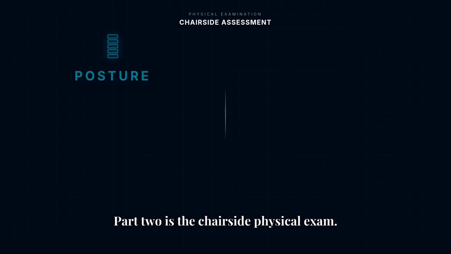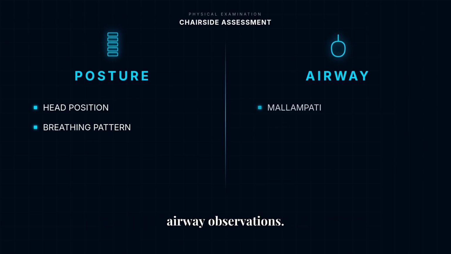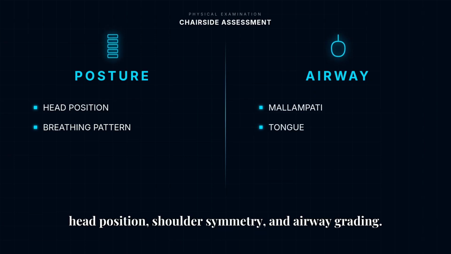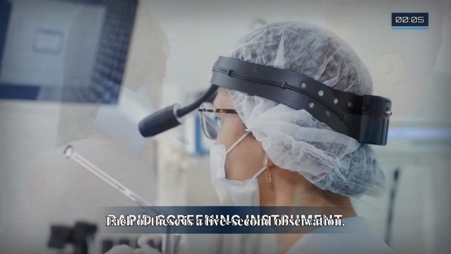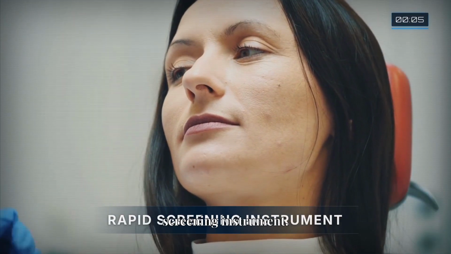Part 2 is the chairside physical exam. Beyond standard dental, you record postural and airway observations, head position, shoulder symmetry, and airway grading. Each of these is a 5-second observation. Documented together, they become a powerful bioenergetic screening instrument.